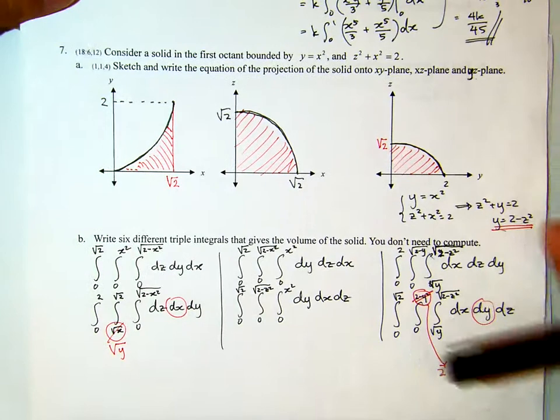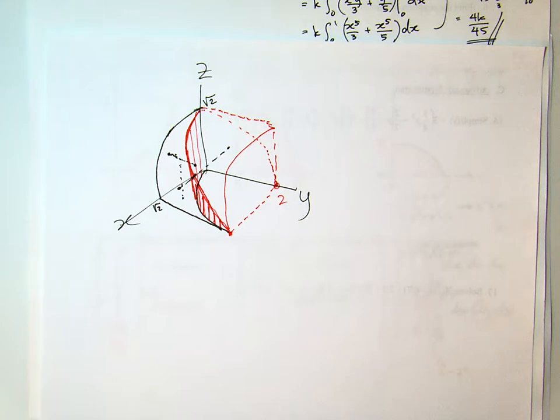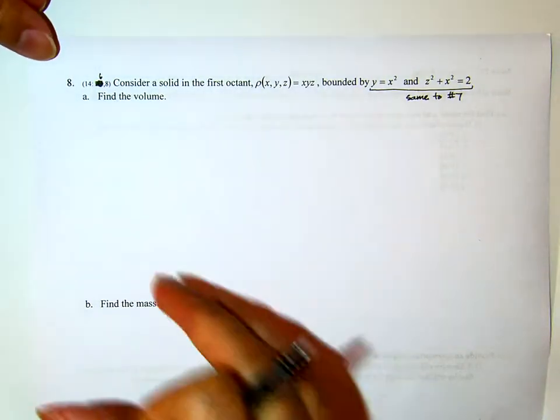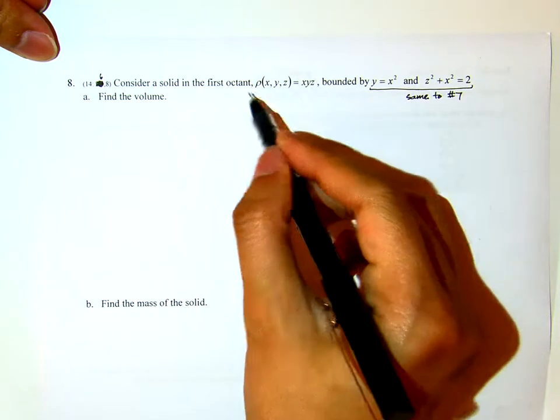This is the situation in number 7, and the solid looks like this. Okay, now that's the situation. Now let's see. Now we will compute the volume. Now the volume is free from the density.